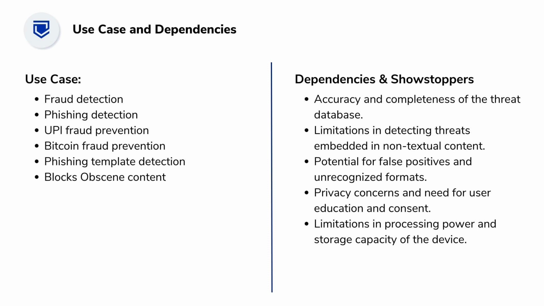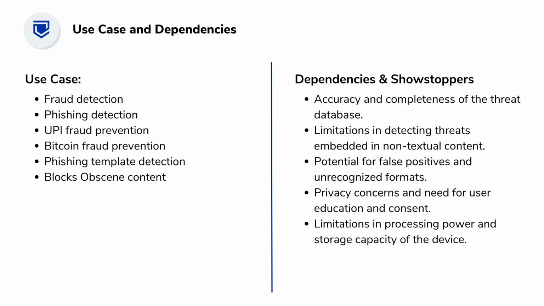After that, we have UPI and Bitcoin fraud prevention. UPI is especially relevant as the number of UPI transactions has grown a huge amount after the COVID lockdown. Basically, the system will scan your system for the various UPI and Bitcoin wallet IDs, and if it comes across any IDs that have been associated with fraudulent activity, again the user will be warned.